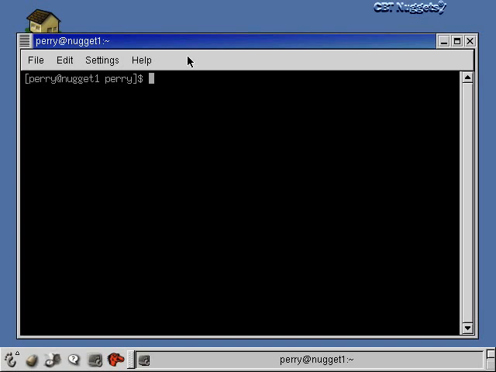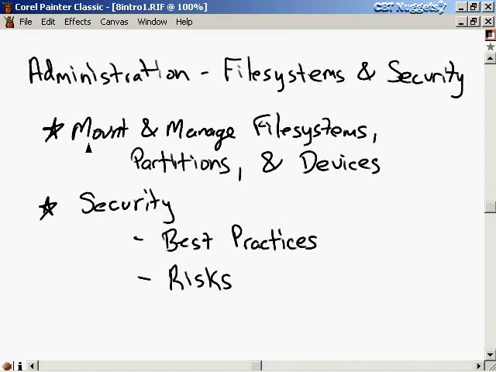We're going to talk about how to create and manage file systems, and then we're going to talk about security of the file systems and the system as a whole. All right, so let's get started. Okay, so like I just said, first we're going to talk about mounting and managing file systems. And we can't really talk about file systems without also talking about disk partitions and devices. So we'll cover these as one big group.